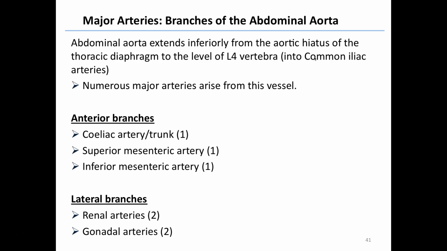Extending off the abdominal aorta are three major branches. Three major anterior branches. So when we say anterior branches, as the name suggests, they are branching from the anterior surface of the aorta. We then also have lateral branches, and these lateral branches extend from the lateral sides of the aorta. So the names really will tell you the type of branch they are.